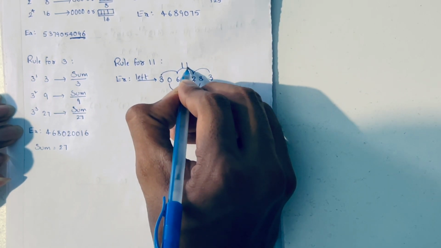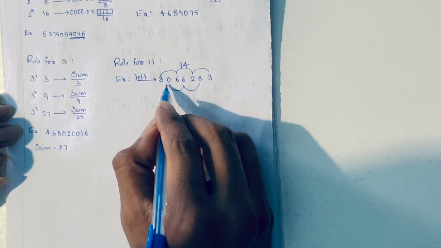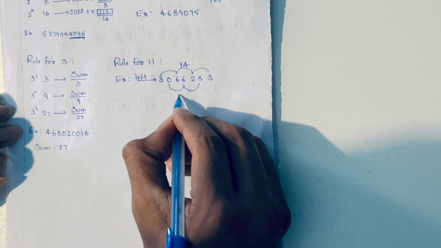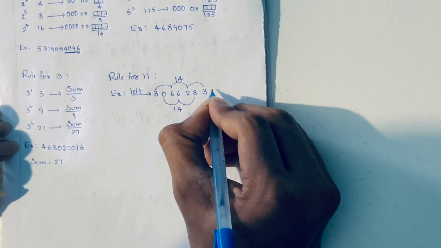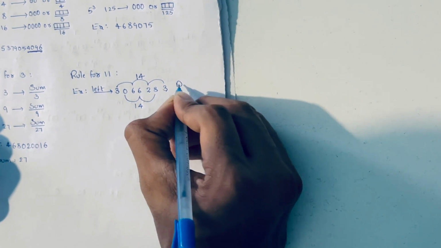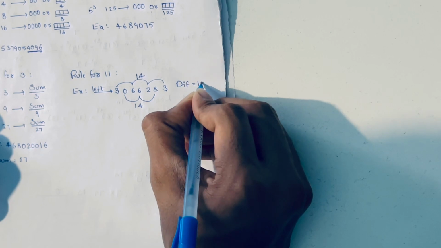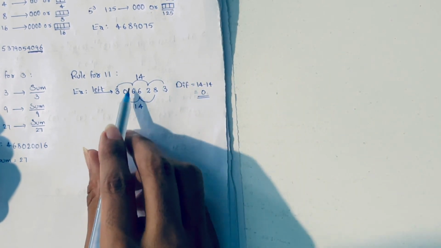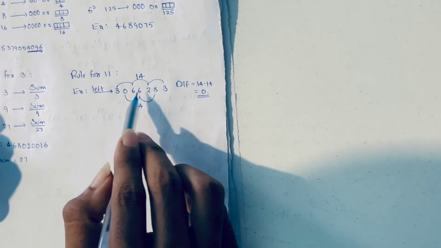14, and add these numbers, 0 plus 6 is 6 and 6 plus 8 is 14. The difference of these two is 14 minus 14 equals 0. If the difference between upside and downside is 0, that means this number is divisible by 11.